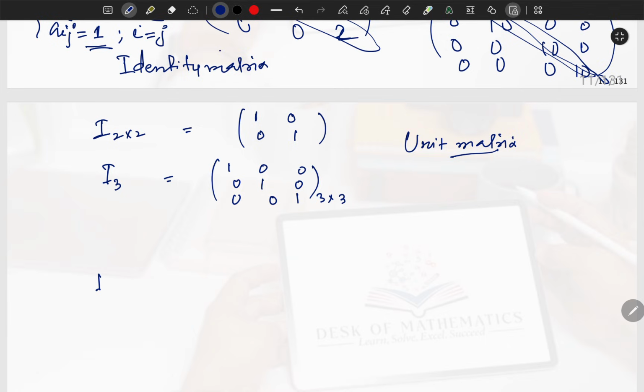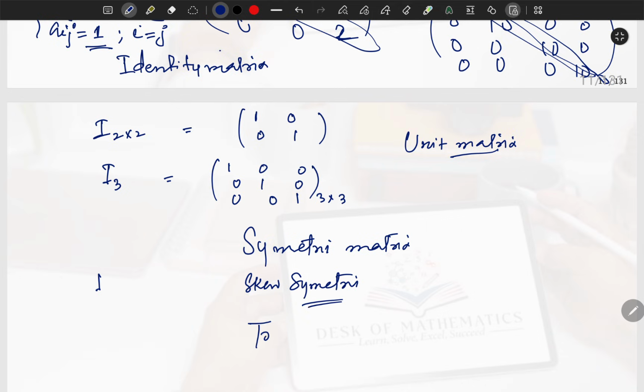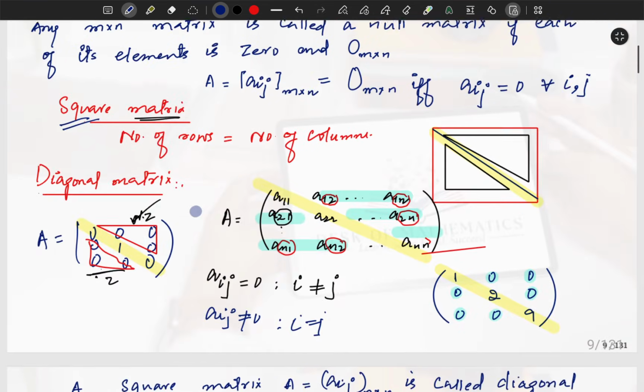So now in the next video we are going to discuss the symmetric matrix, skew-symmetric, Hermitian, skew-Hermitian, and triangular. As I already showed you, the upper triangular and lower triangular matrix. Then we discuss the transpose in the next video and the conjugate of a matrix. By this, we will complete the types of matrices. Then we will start the operations on matrices. Thank you very much.